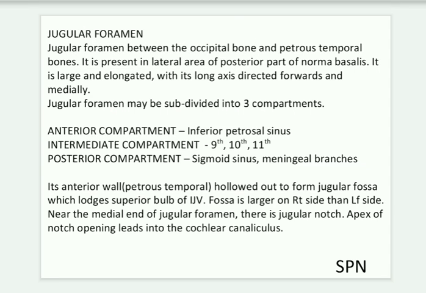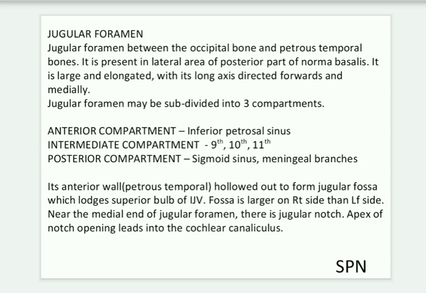Your anterior compartment has the inferior petrosal sinus, the intermediate compartment has the 9th, 10th, and 11th cranial nerves, and your posterior compartment has the sigmoid sinus and its meningeal branches.